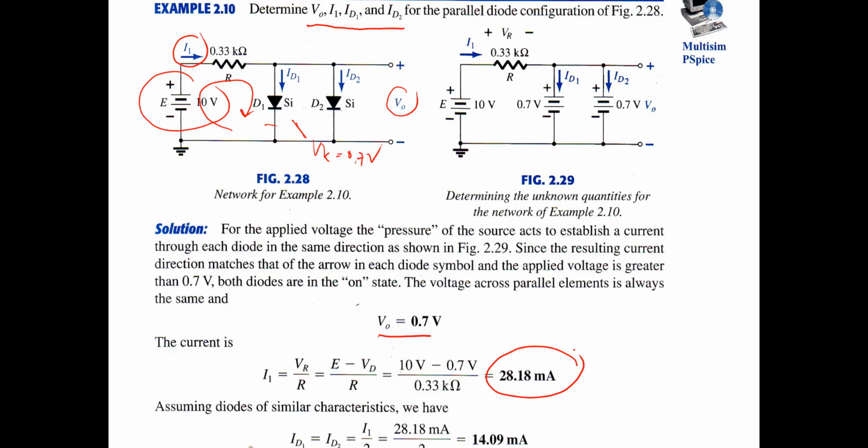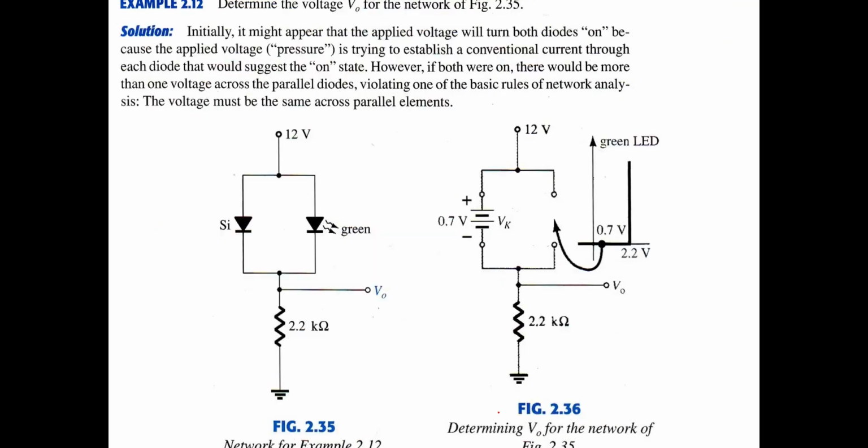Okay, and assuming that the diode characteristics are similar, we have ID1 and ID2 also similar. Like in Kirchhoff, the current splits between ID1 and ID2. We have the same current in ID1 and ID2 because we assume the diodes are similar silicon. So ID1 and ID2 is I1 per 2, which is 28.18 milliampere per 2, so we have 14.09 milliampere. So this is how to solve this equation.